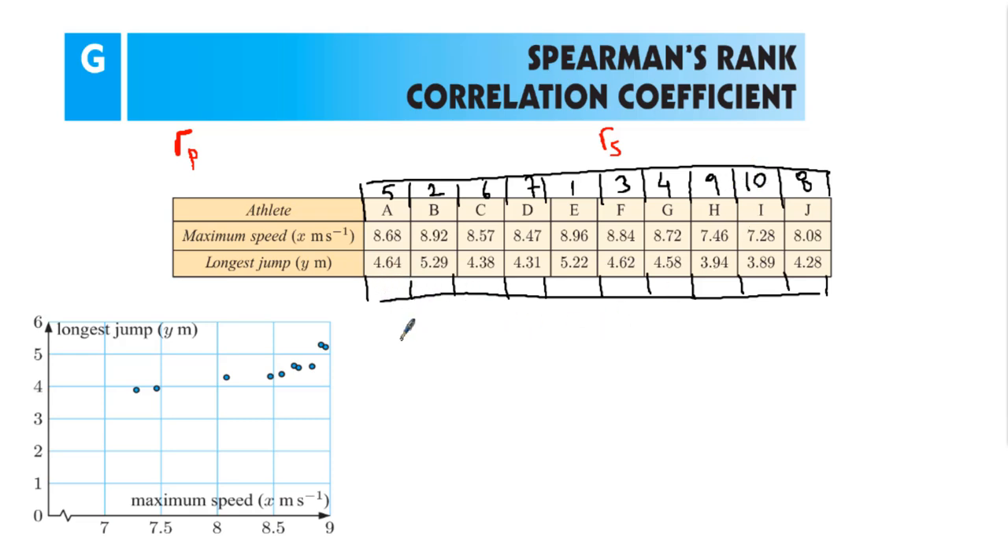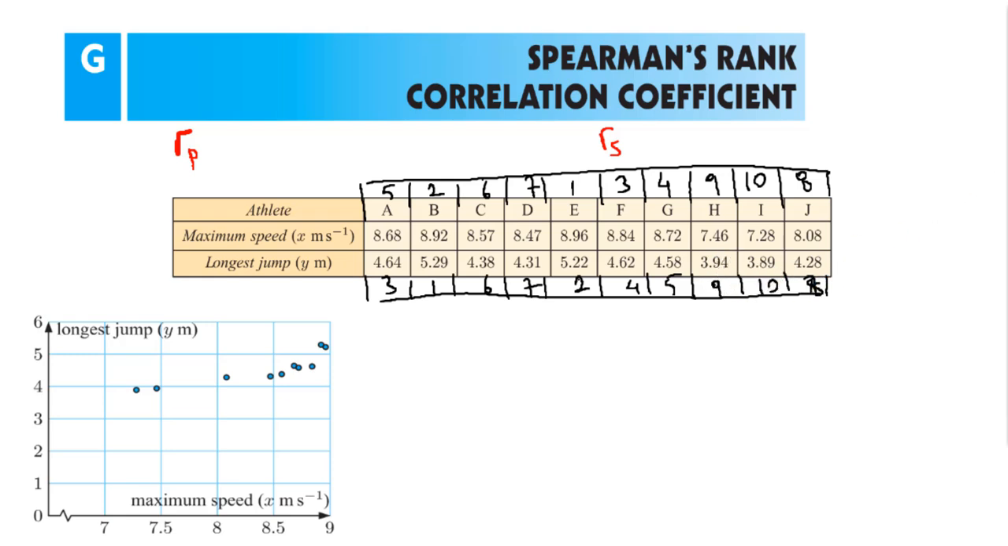Then for the longest jump, again we go from the highest one. What's the highest rank here? We just go and find it. It's this one, then comes this one. Then which one comes next? This, 4, 5. Then comes 6, 7, 8. Okay, this one will be 7. This one will be 8, 9, and 10.